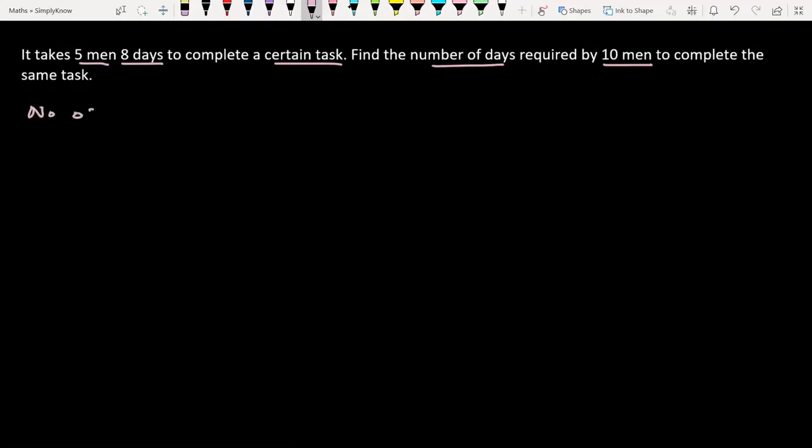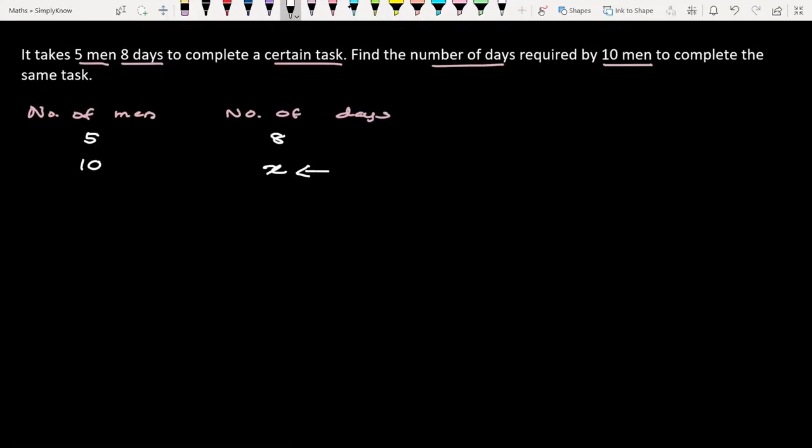Number of men and number of days. 5 men takes 8 days to complete the task. Then 10 men, we should find the number of days required by 10 men. So let's call the number of days required by 10 men as x. Now how do we find a value for x?